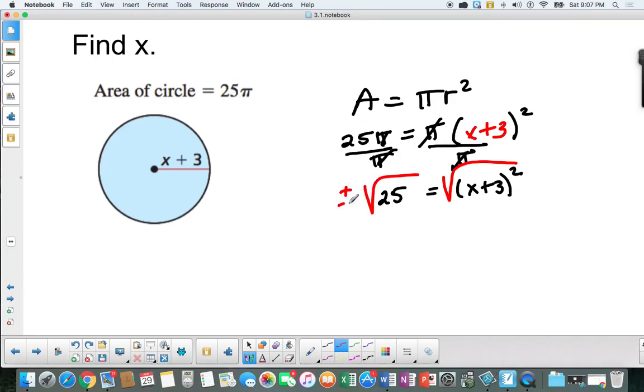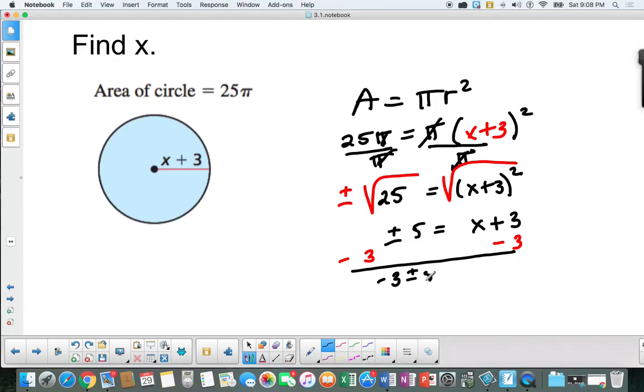Don't forget to put plus or minus, so this is going to be plus or minus 5 is equal to x plus 3. And now I'm going to subtract 3 on both sides, and I'm going to get negative 3 plus or minus 5 is equal to x. So x can be negative 8 or x can be 2. Now in our particular problem, if I put negative 8 here, I'm not going to have a radius that's positive. So we're going to cross this out for our problem, and we're going to say x is equal to 2.